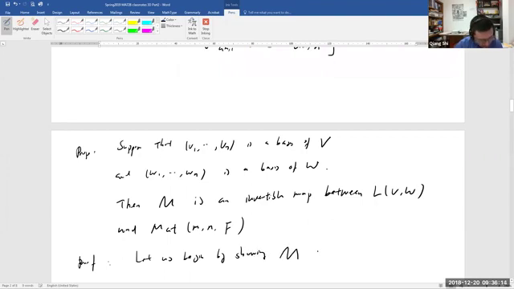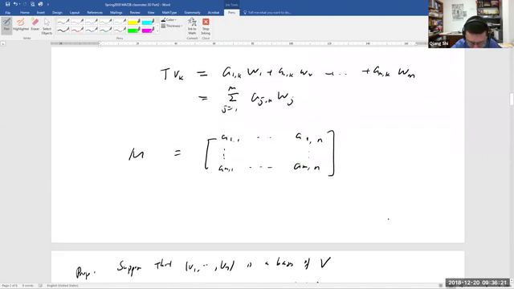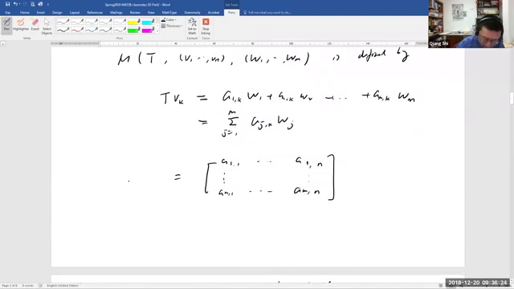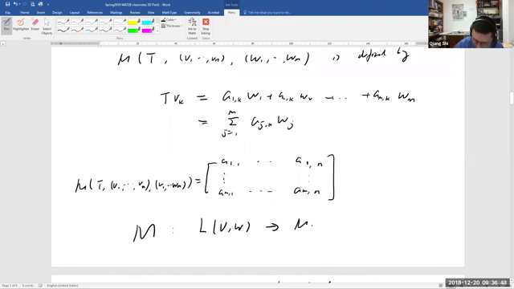this map is injective. All right. So in other words, to make it clear, this one is the matrix, and the map we are saying is from L(V,W) to the collection of all these m by n matrices, and this map is defined in the following fashion: if there is a T, okay, your input is a linear map.